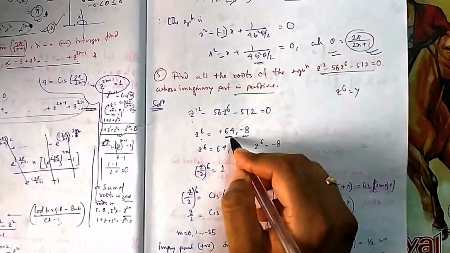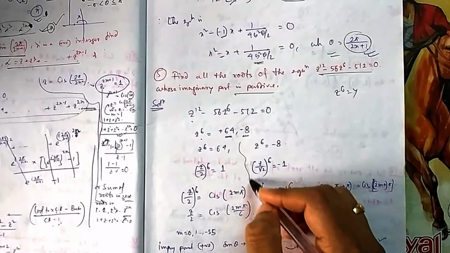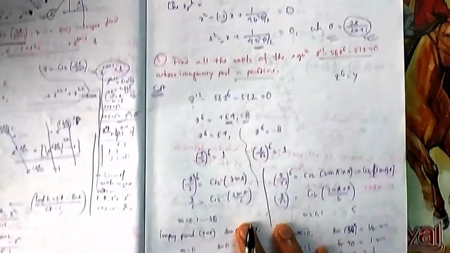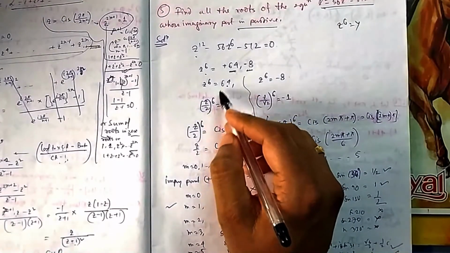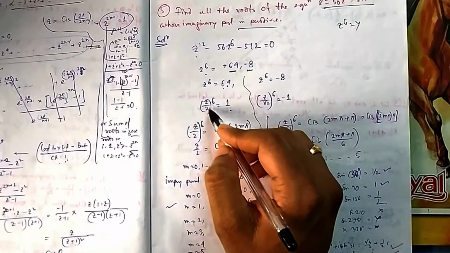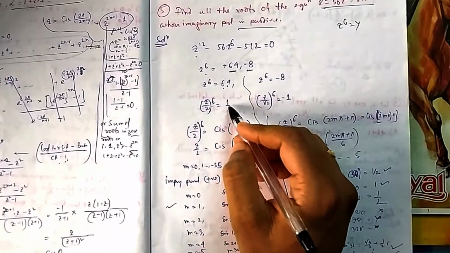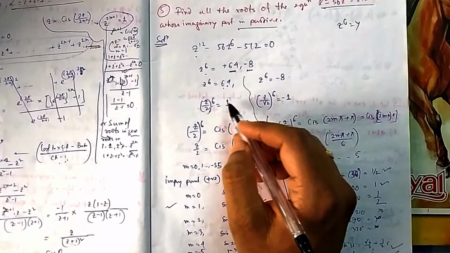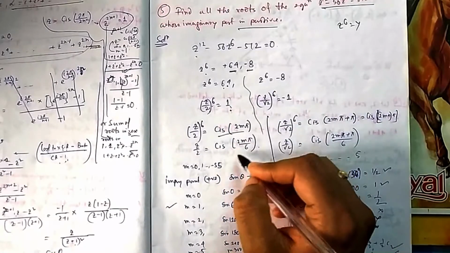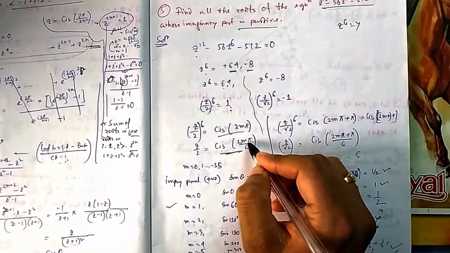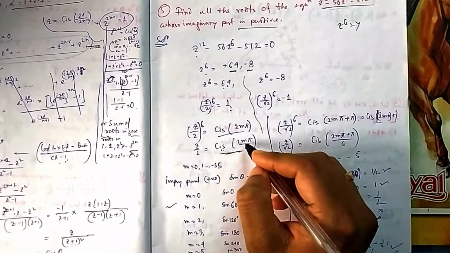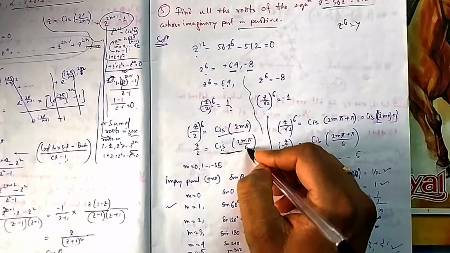So that means z to the power 6 is either this or this. That means you had two parts. So you can make it unity by dividing by 2 to the power 6, because 2 to the power 6 is 64. So (z/2) to the power 6 is 1, because we know the 6th root of unity. What is the 6th root of unity? This is the 6th root of unity: e^(i·2kπ/n), where n is 6.